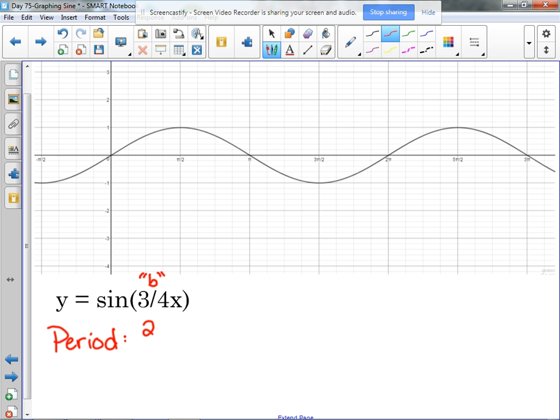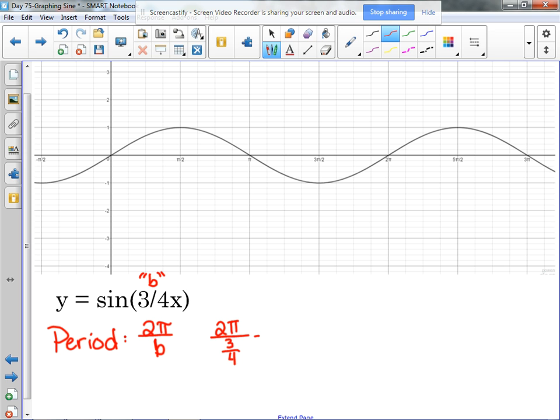It is 2 pi divided by b. The new period is 2 pi divided by b. So in this case, it's 2 pi over 3 over 4.